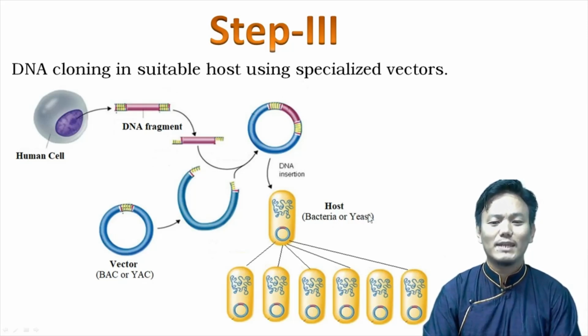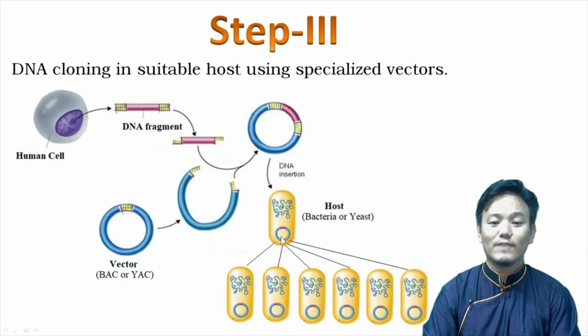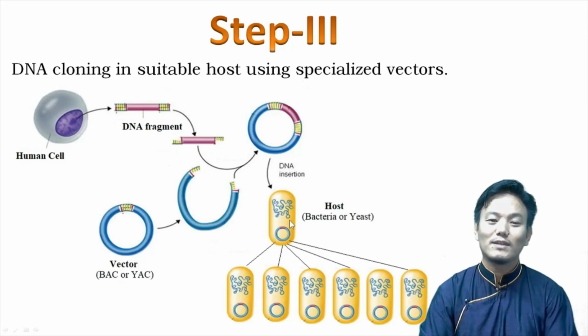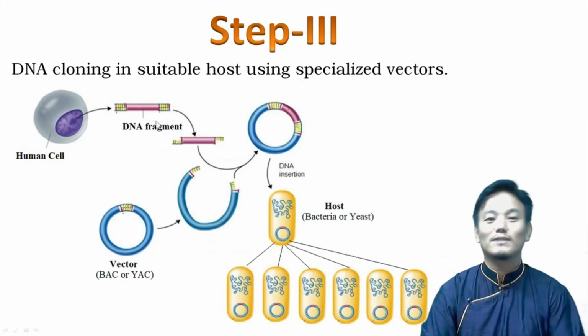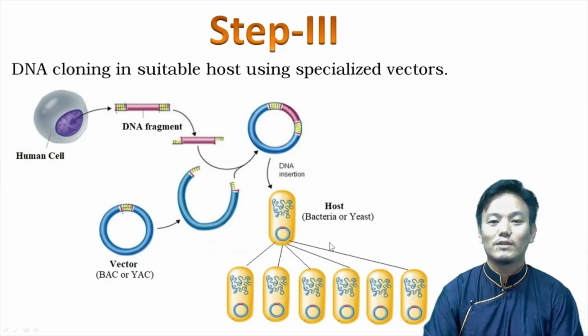Since bacteria and yeast can multiply really quickly, if you insert the DNA fragment within the cell, along with the cell, the DNA fragment will also increase in number. That is called the cloning method. Here the host is bacteria or yeast, and the vector is bacterial artificial chromosome or yeast artificial chromosome. So this is the cloning part.